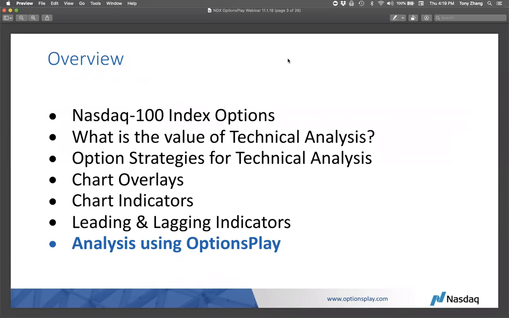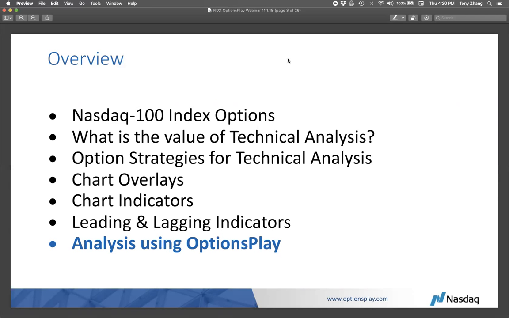Then what we'll do is dive into what option strategies you should be looking at if you're using technical analysis. I'm going to cover three of the most popular trading strategies that you can deploy with technical analysis. I'll cover a little bit about best practices for each one. This is not a deep dive into the option strategies themselves. We have quite a few webinars separately on that.